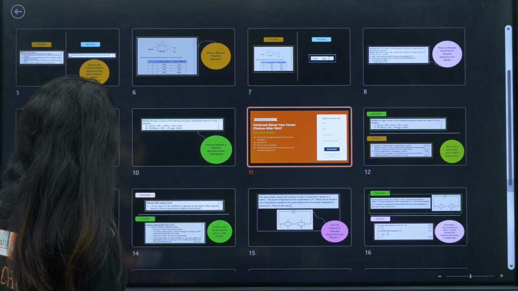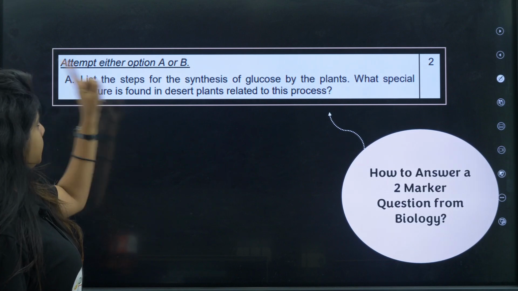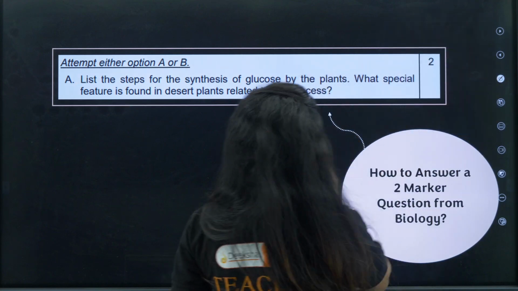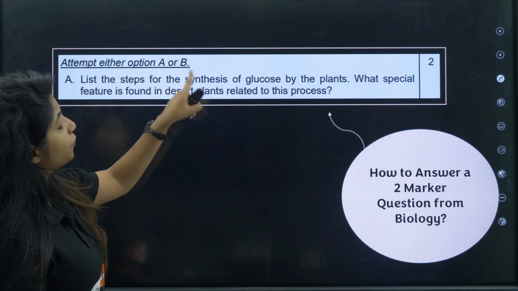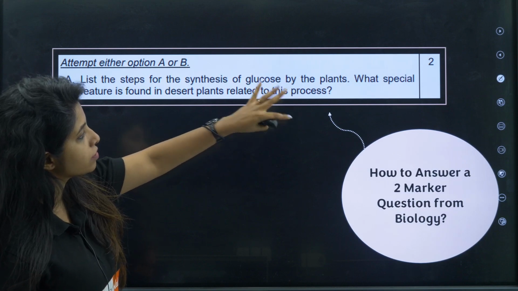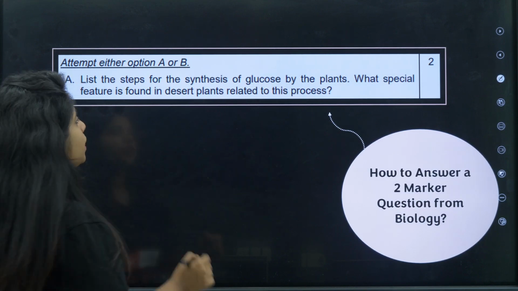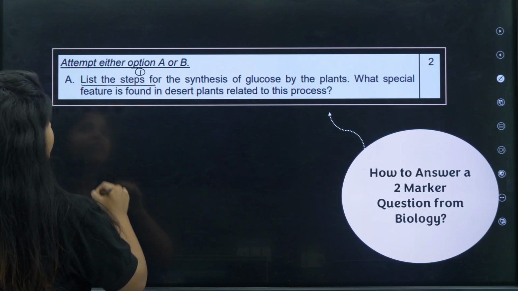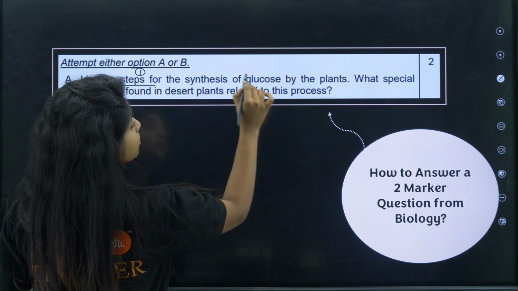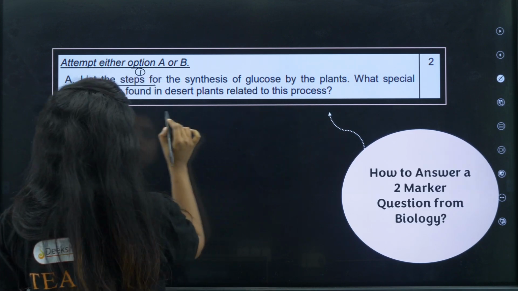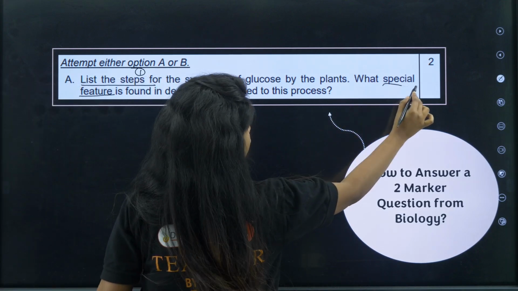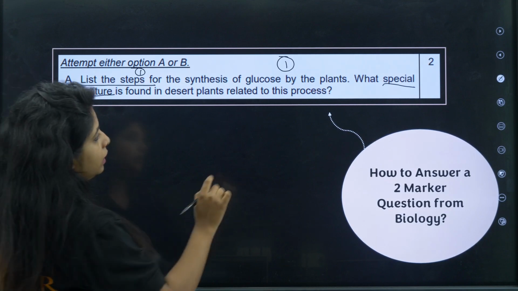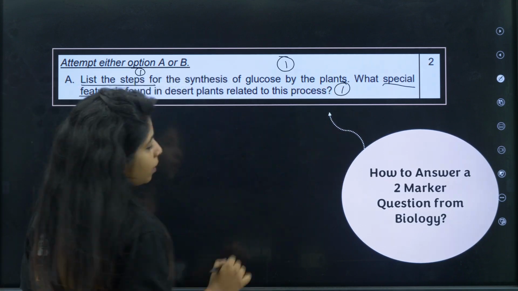Where is the question? Yes. So, attempt either A or B. Okay, this is a 2-marker question. I see that. Chalo. List the steps for the synthesis of glucose by the plants. Now, list the steps become first part of the question. Next part, what special features is found in desert plants related to this particular process? So, I get to know this contains 1 mark, this contains 1 mark.